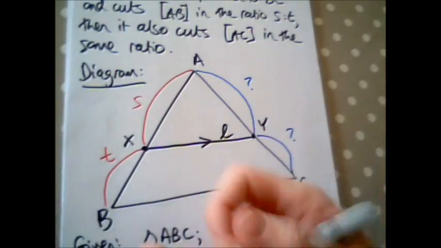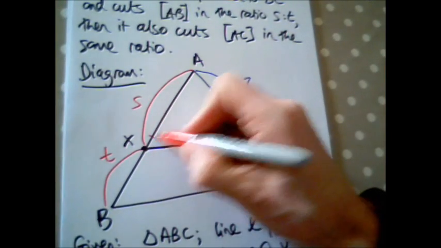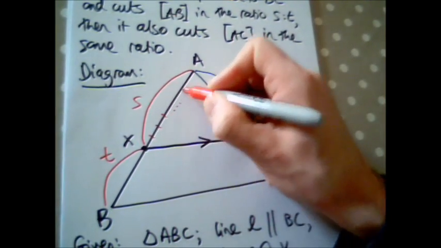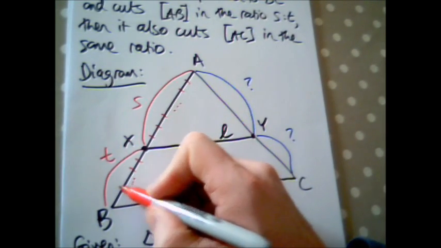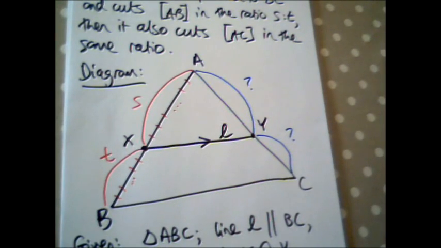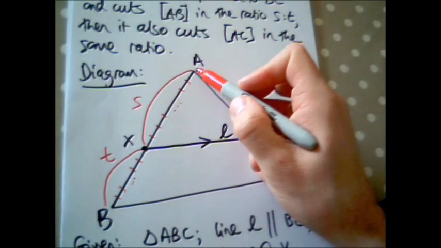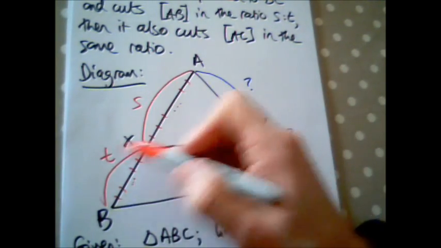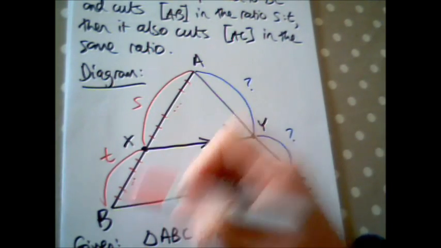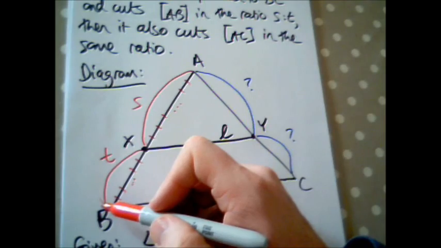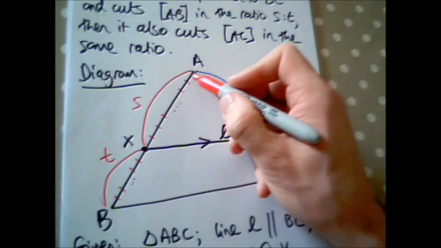What we're going to do, this is the whole proof here now. We're going to take this side, AX, and divide it into S equal bits. We're going to take this side XB and divide it into T equal bits. We work under the assumption that S and T are whole numbers. And because this divided by this is S over T, each of these little bits has to be the same size as each of these little bits.